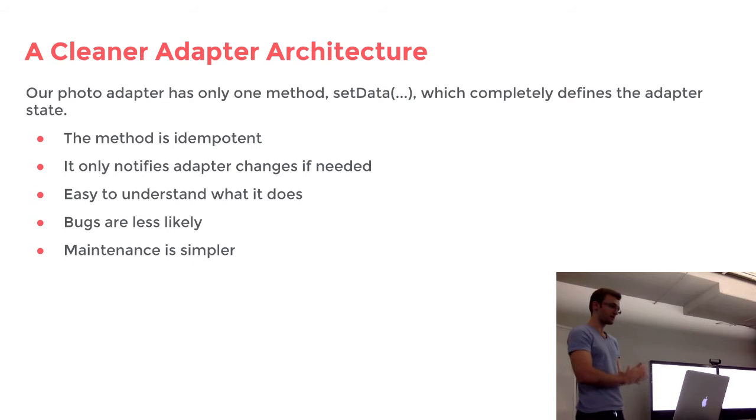It only notifies adapter changes if something's changed. If you call this set data method twice in a row with the same data, it's not going to notify any changes to the RecyclerView the second time, so nothing is redrawn. It's easy to read. You can look at this code, share it with people. You can have a bunch of people maintaining an adapter or adding to it, and it's pretty easy to tell what's going on. And this is all just basic engineering practices that let us build faster and iterate without having to deal with bugs and getting mired in maintenance.